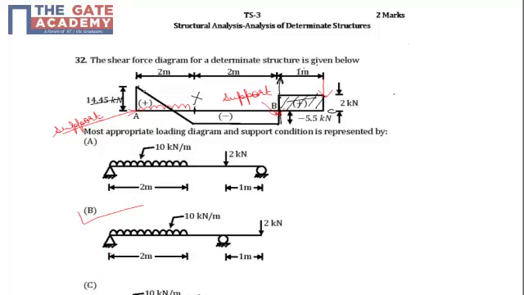Now all these conditions, that is the overhanging portion beyond point B up to C, then support at B, support at A, and a uniformly distributed load in portion AX, are being satisfied by option number B. Hence B appears to be the closest choice.